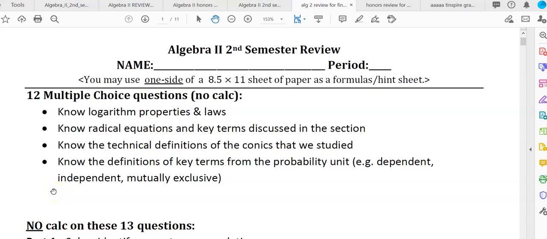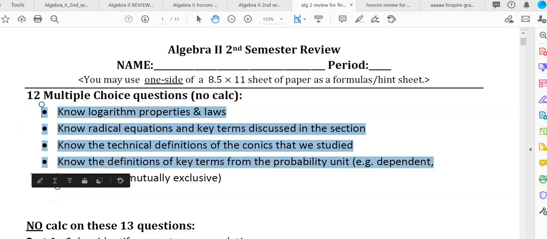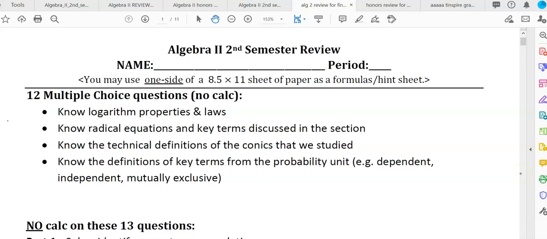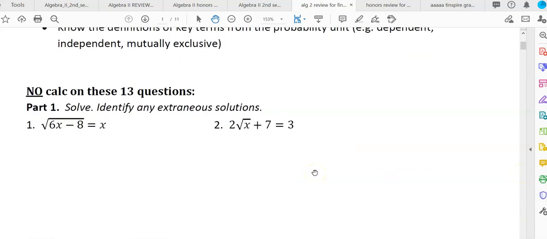Okay, so we went over these in class, so we're not going to do those right now. Let's go to the next section.